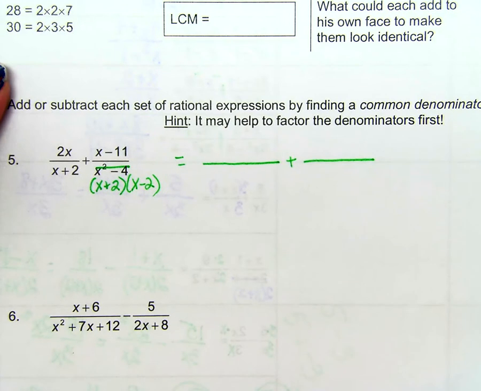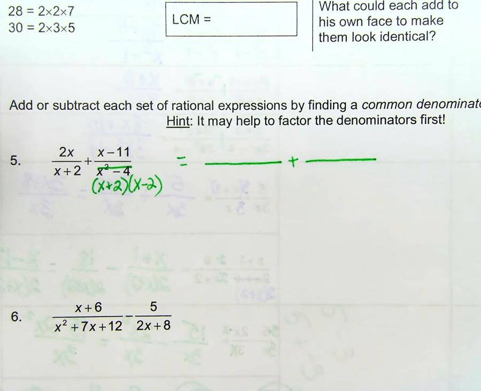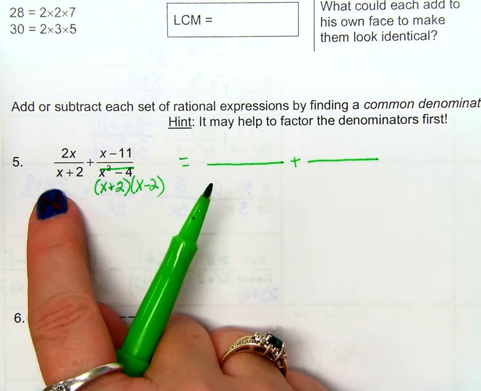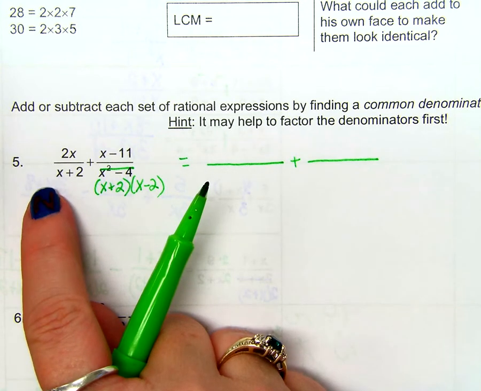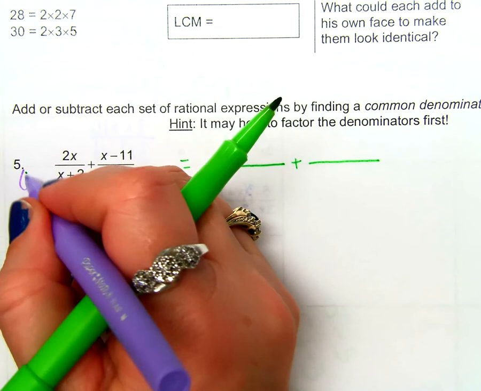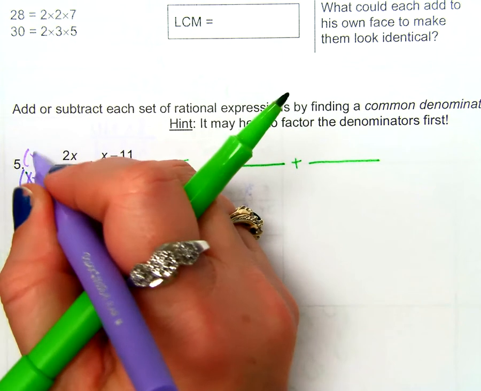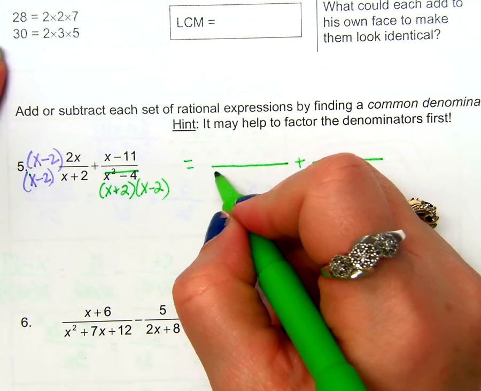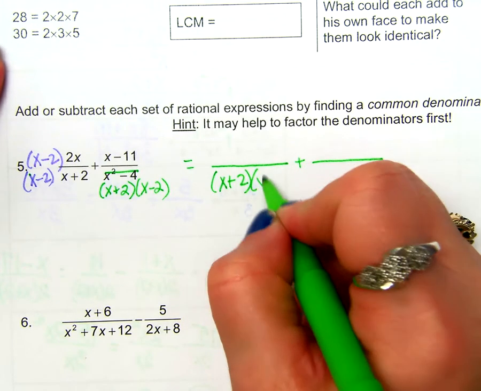So, what do you notice? This one has an x minus 2, but the other one doesn't, so the other one needs an x minus 2. Numerator and denominator, right? So my common denominator is x plus 2, x minus 2.